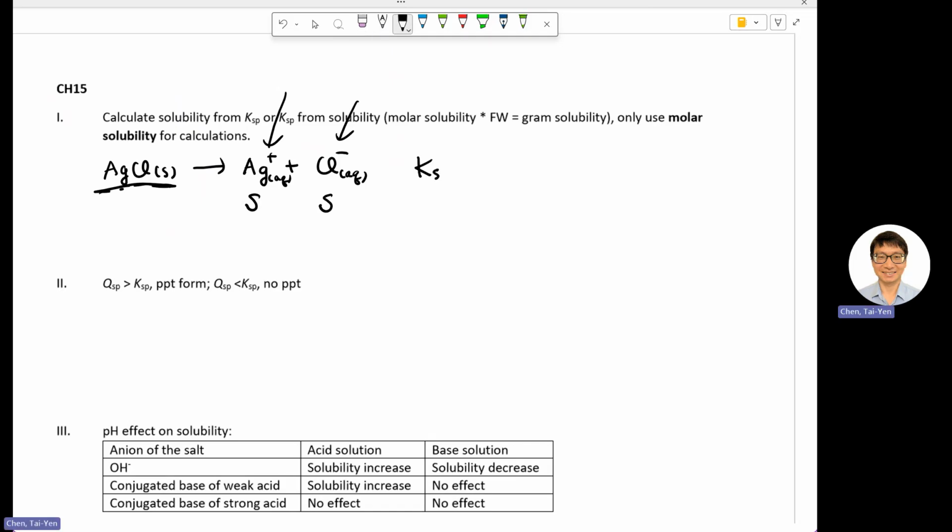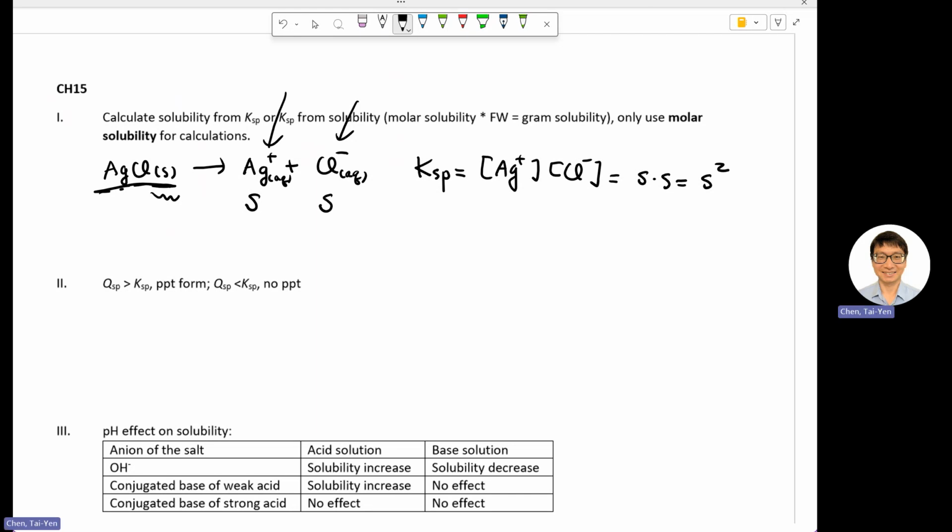For this insoluble salt, the solid is pure. Therefore, when you write out your equilibrium constant equation, it will only contain your Ag+ times your Cl-. In this case, it's very simple. If you know the solubility, it will be just S times S, which equals S squared. This is a simple condition for an insoluble salt.